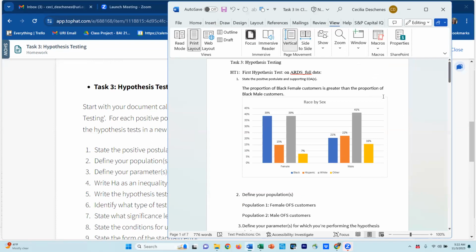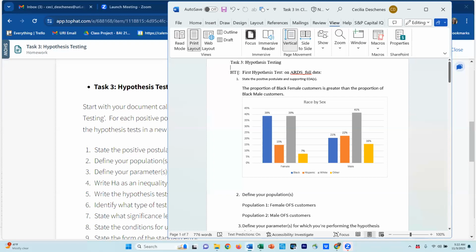So I opened up a Word document here and I'm calling it Task 3 hypothesis testing. And in here, from the Task 2 Part 2 exploratory data analysis, where I found all the different postulates, some worked out, some didn't. And I had all the different types of visualizations. In here, I am taking the two I'm going to use for the analysis ready data set.